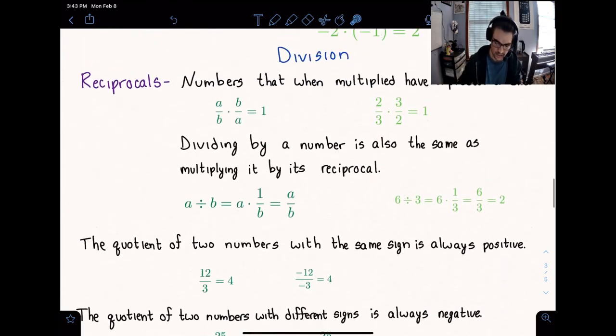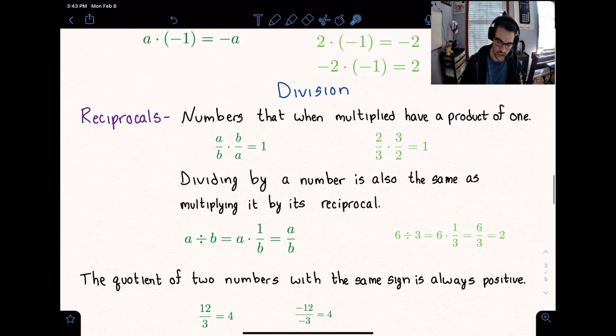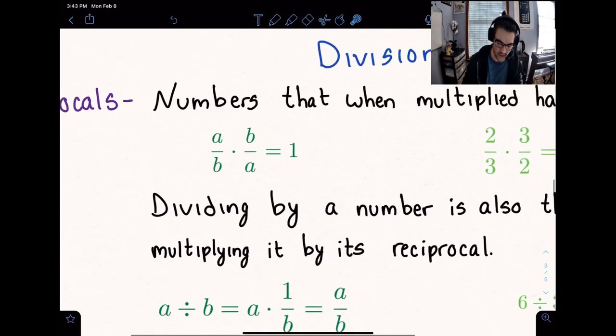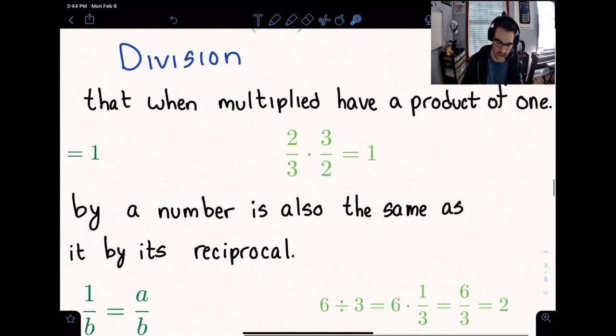All right, lastly, we are going to talk about division. So I brought it up before, the reciprocal, very important to know. The reciprocals are numbers that when multiplied have a product of 1. So we can see here a over b, its reciprocal is b over a. We multiply these through, we get ab over ab, same thing as 1. And here's an example with hard numbers. 2/3 times its reciprocal, 3/2, gives us 1.